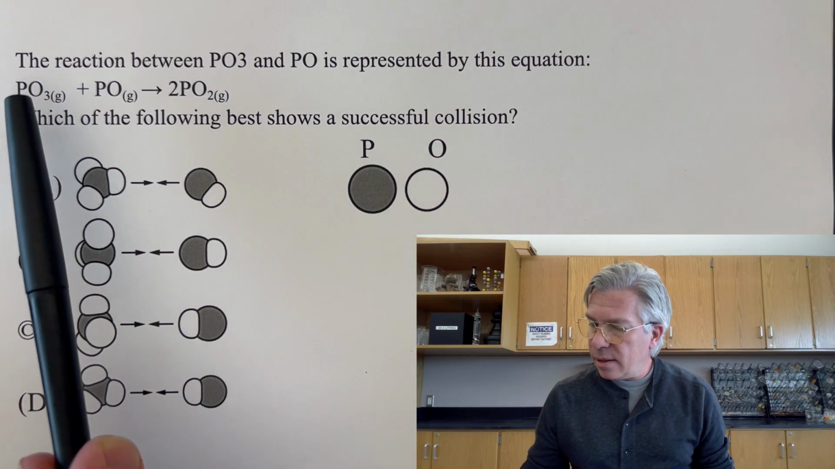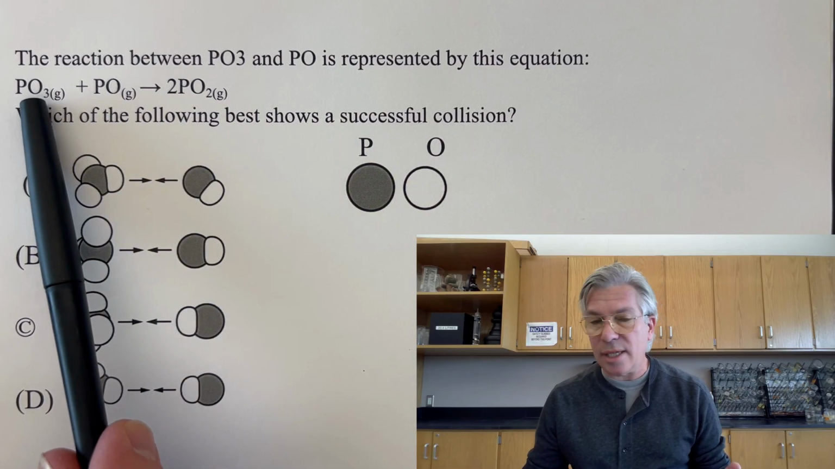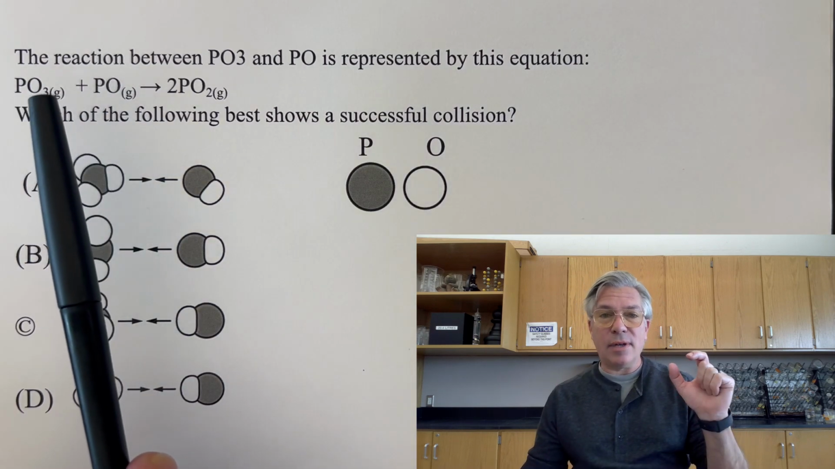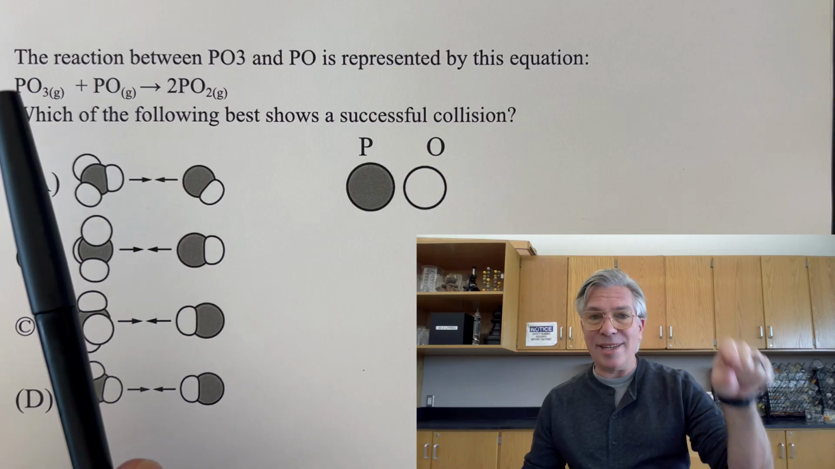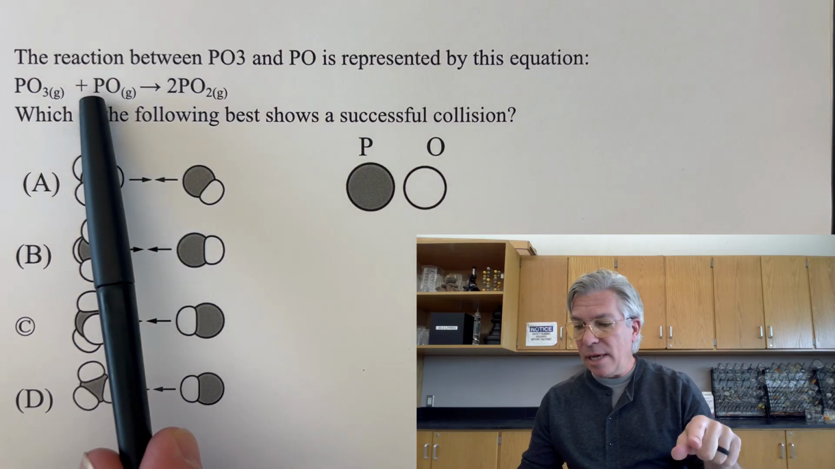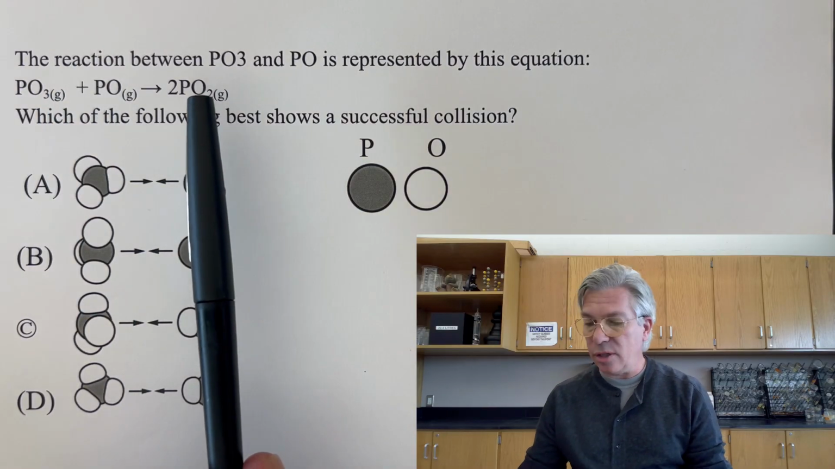And I can see that this PO3 starts with 3 oxygens, but only ends up with 2. So one of these oxygens has to go from this to that. And that means we have to have a collision where the oxygen is the one hitting the other one, hopefully in the appropriate place, maybe a phosphorus, so that it can attach to the phosphorus, not the other oxygen.